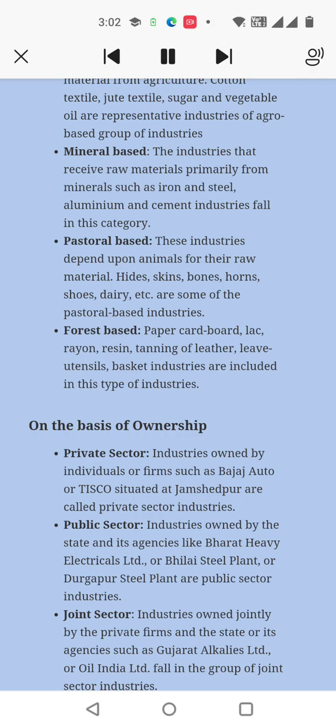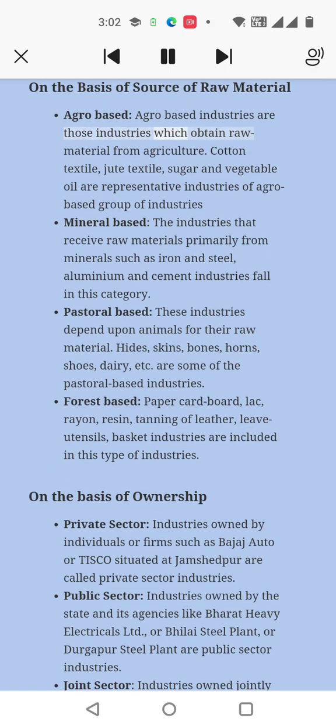On the basis of source of raw material. Agro-based industries are those industries which obtain raw material from agriculture. Cotton textile, jute textile, sugar and vegetable oil are all representative industries of the agro-based group of industries. Mineral-based, the industries that receive raw materials primarily from minerals such as iron and steel, aluminium and cement industries fall in this category.